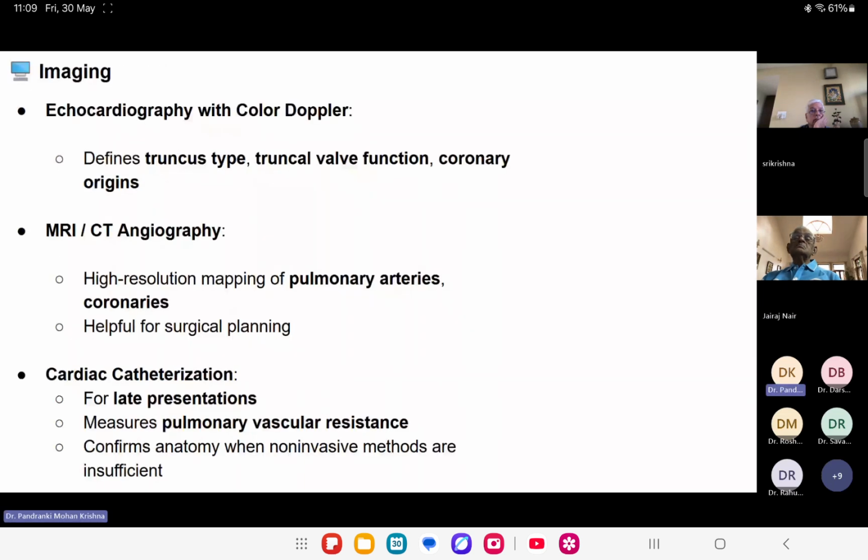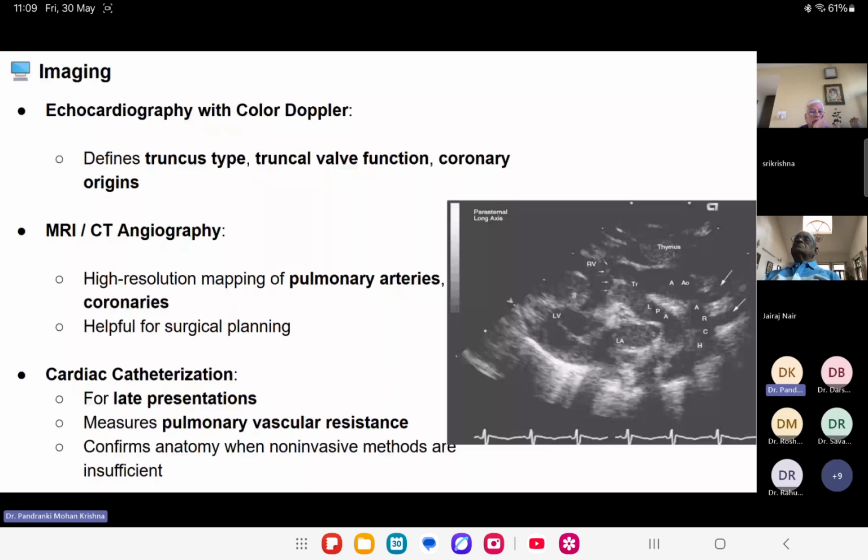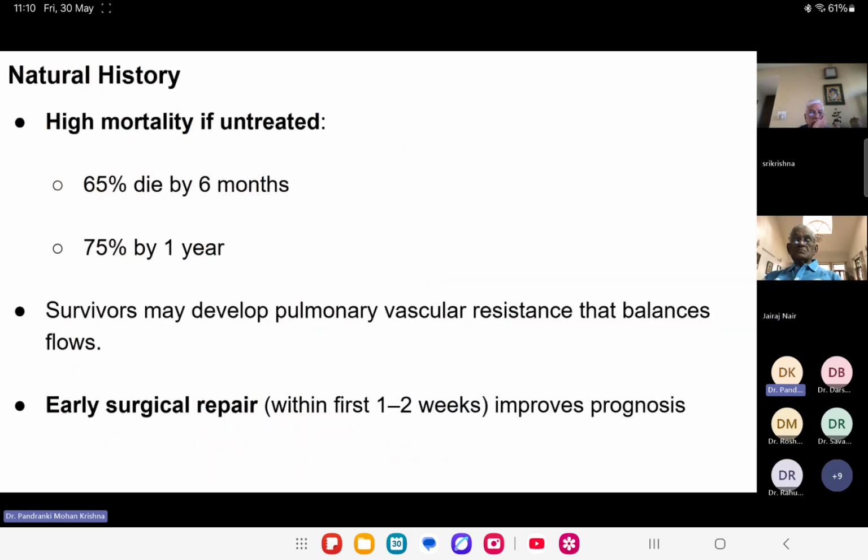Imaging is helpful for diagnosis, which we can see and diagnose through echocardiogram. For most cases, only those which have interrupted aortic arch or where we have doubt regarding the coronary status, we can go with CT angiography, CT cardiac pediatric, to see the pulmonary arteries and coronaries. Cardiac catheterization is done only in late presentations most of the times, and to confirm the diagnosis if other modalities are inconclusive.